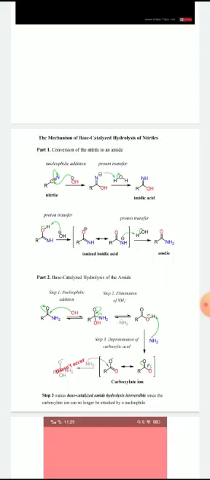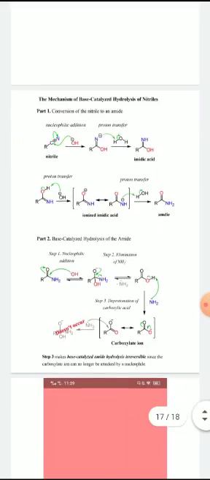Last but not least, it's the hydrolysis of nitriles. A detailed and brief note on the hydrolysis of nitriles in the presence of water. For further explanation, you can see here how the nitrile reacts with the nucleophile and protonation occurs, and how the amide is formed in the presence of water and acid or base. It's such an amazing reaction.